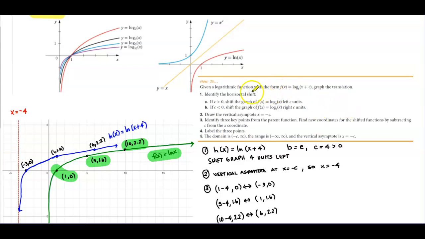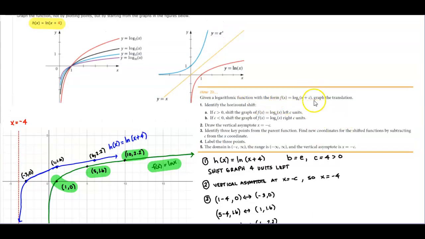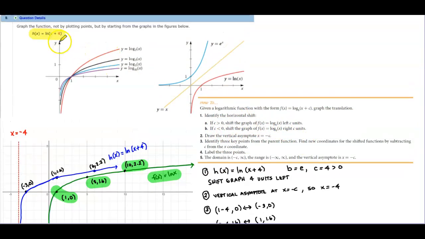Now, given a logarithmic function with that form, we want to be able to graph the translation. In this scenario, we have x plus c, and the value of c is 4. If c is greater than 0, then we're going to shift the graph left c units. If c is less than 0, then we're going to shift right c units. So we can see that the value of c is equal to 4, which is greater than 0. So that means we're going to be shifting to the left 4 units.